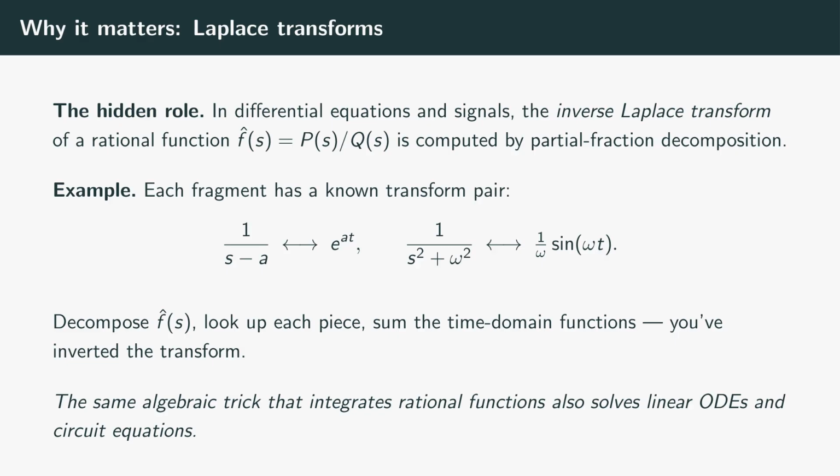1 over the quantity s minus a corresponds to e to the at. 1 over the quantity s squared plus omega squared corresponds to a sine. 1 over the quantity s minus a squared corresponds to t times e to the at, and so on, the same fragments we just learned to integrate.